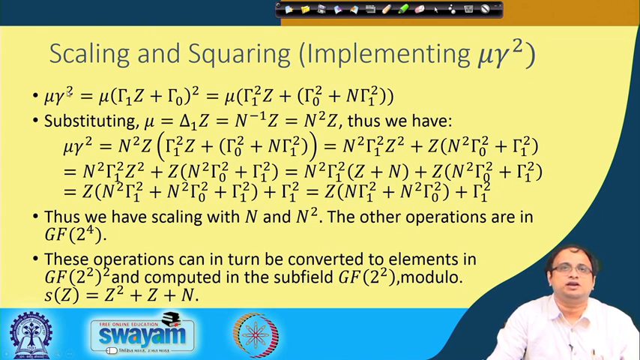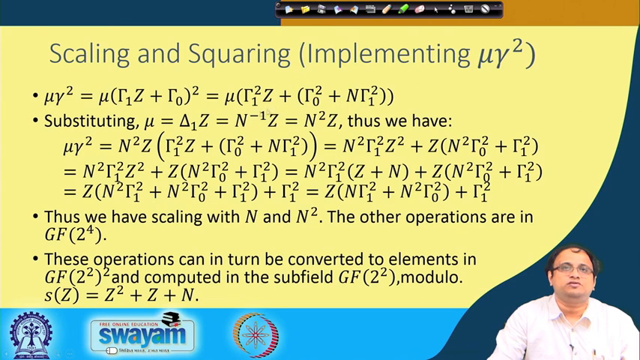So, for example, when I am trying to do mu gamma square, mu gamma square is nothing but mu multiplied with gamma square. So what is gamma? Gamma is capital gamma 1 z plus gamma 0 and I am doing a whole square on that. So that is equal to mu into gamma 1 z plus gamma 0 whole square, and that essentially you can write as gamma 1 square z square plus gamma 0 square. But note that you can replace z square as z plus n, and therefore, with that simplification you will get this as your result.